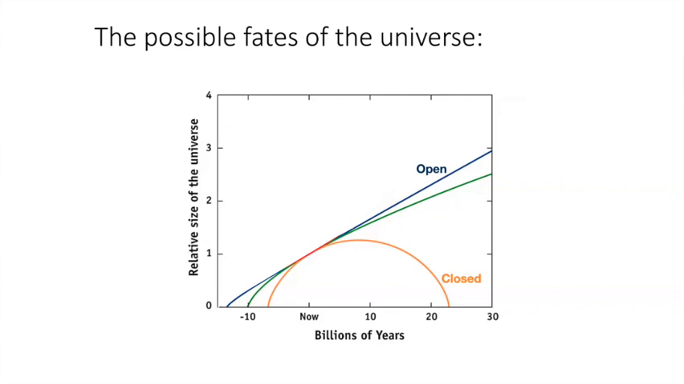All the material in the universe pulling on all the other material in the universe, it was thought, should slow that expansion down. And until the 1990s, from Hubble's day until almost the end of the 20th century, the big question was, is there enough matter in the universe for it to slow down, stop expanding, and collapse again? And that's the curve marked closed here. Or is it going to keep on expanding, but just slowing down forever?